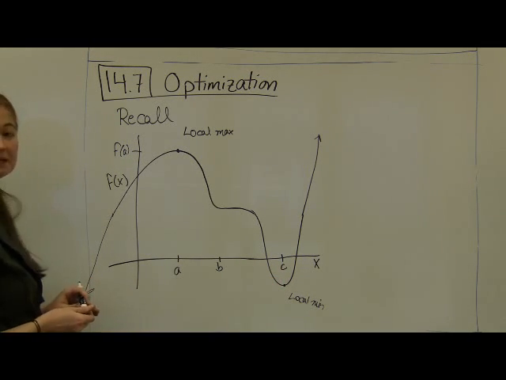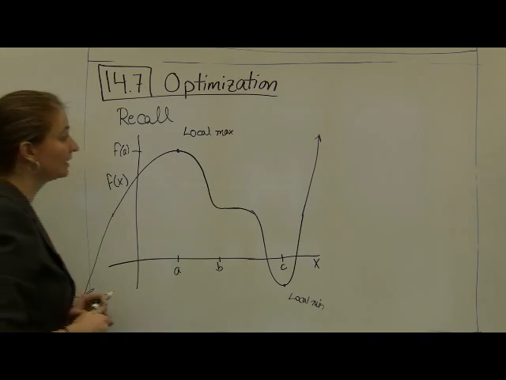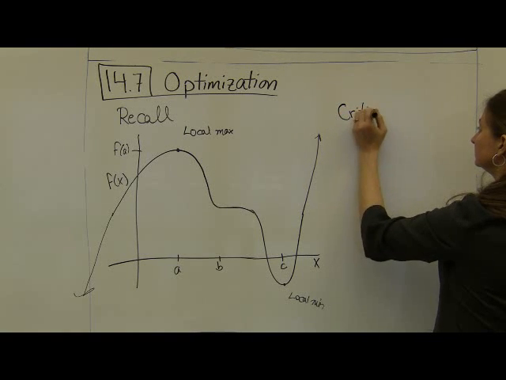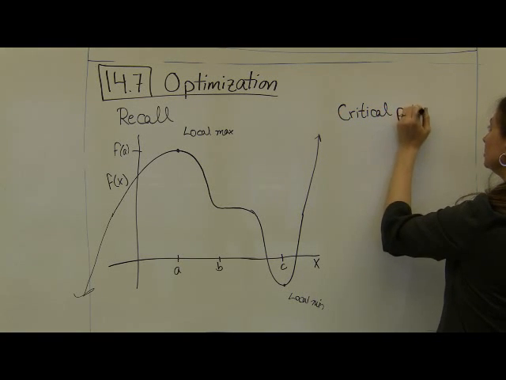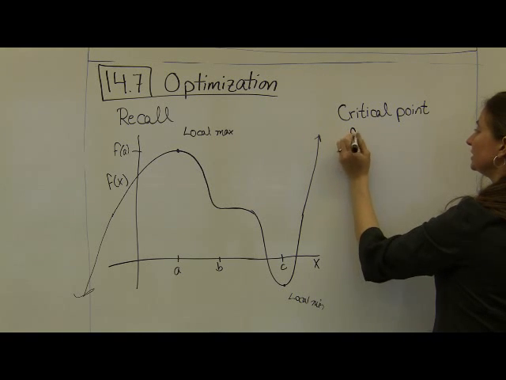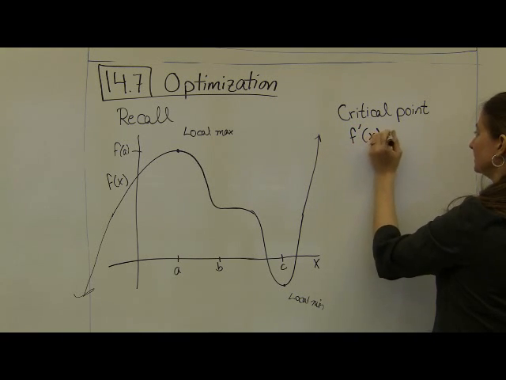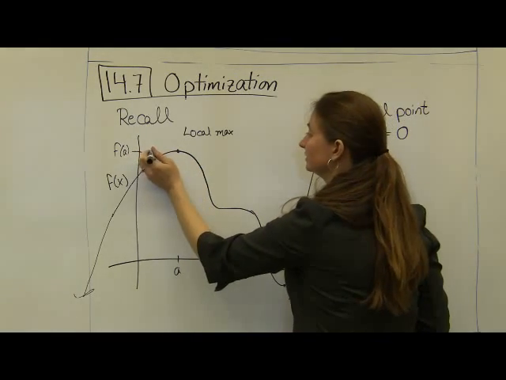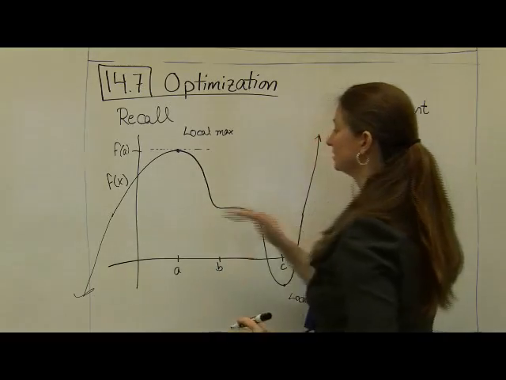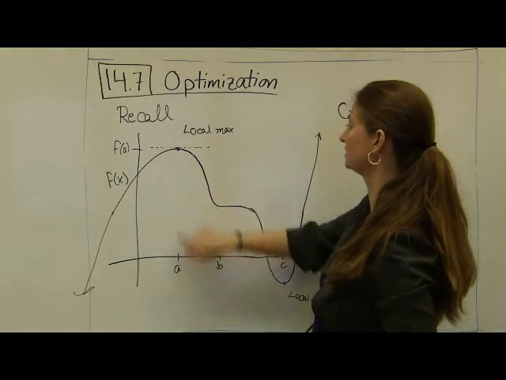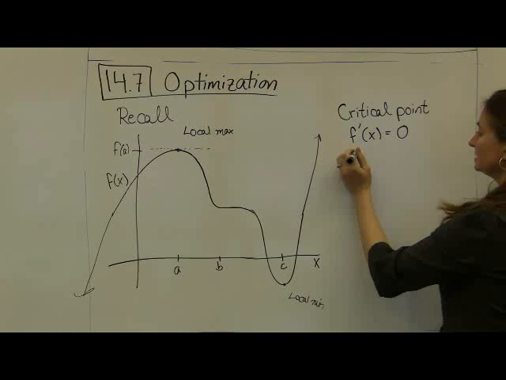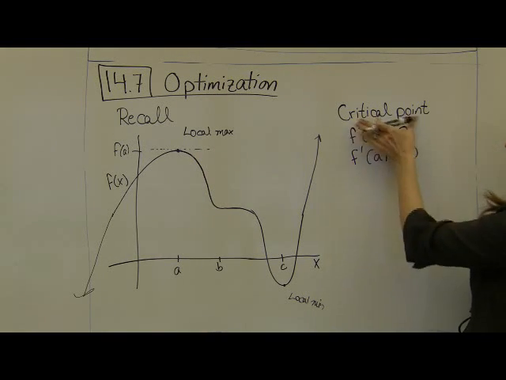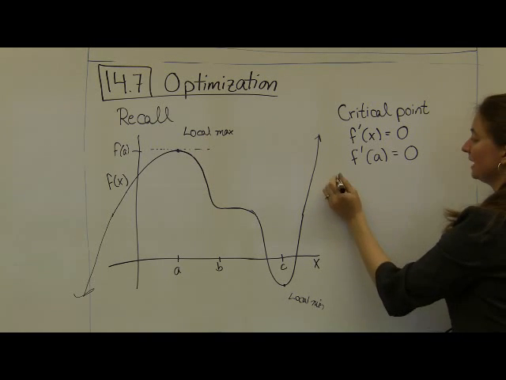Now, how do we know that something's a local max or a local min? Algebraically, we defined a critical point for a two-dimensional function to be one in which the derivative at that point is equal to 0, or we have a horizontal tangent line. So that's one way to be able to tell that at this point A we have a local max. So we see that f prime of A is equal to 0. That's enough to tell me that I have a critical point, but how do I know that it's a max?